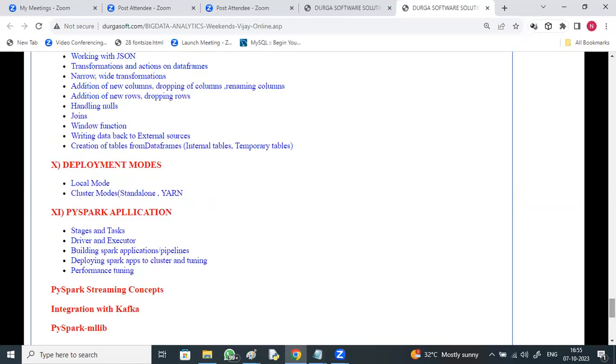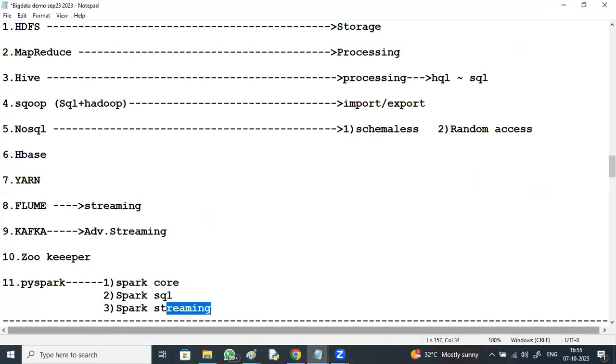And machine learning libraries integration with Kafka and streaming concepts will be discussed. So I'll also give some introduction to this PySpark.